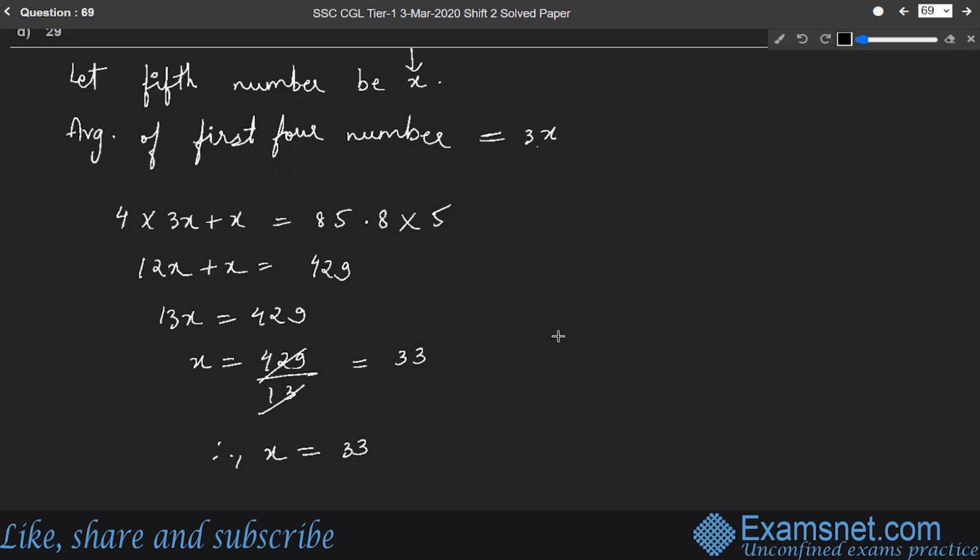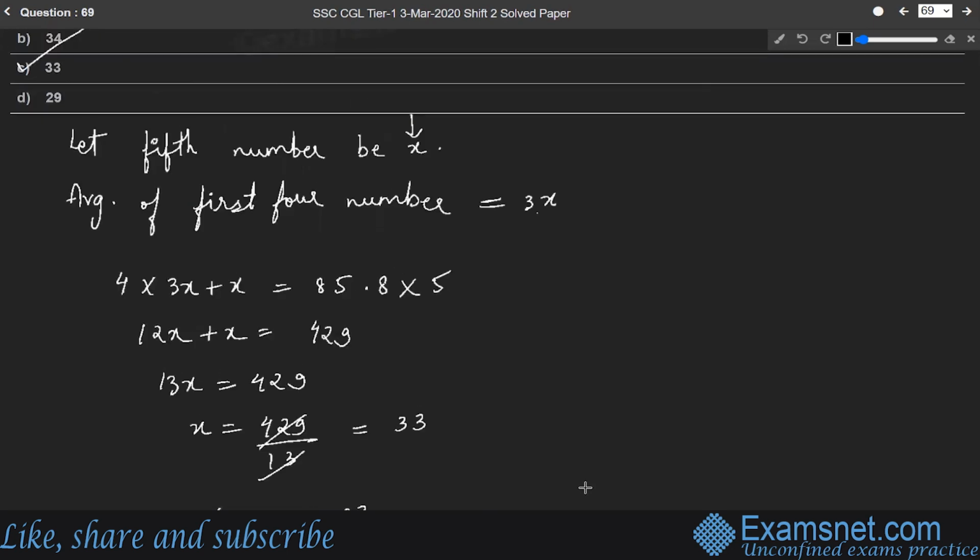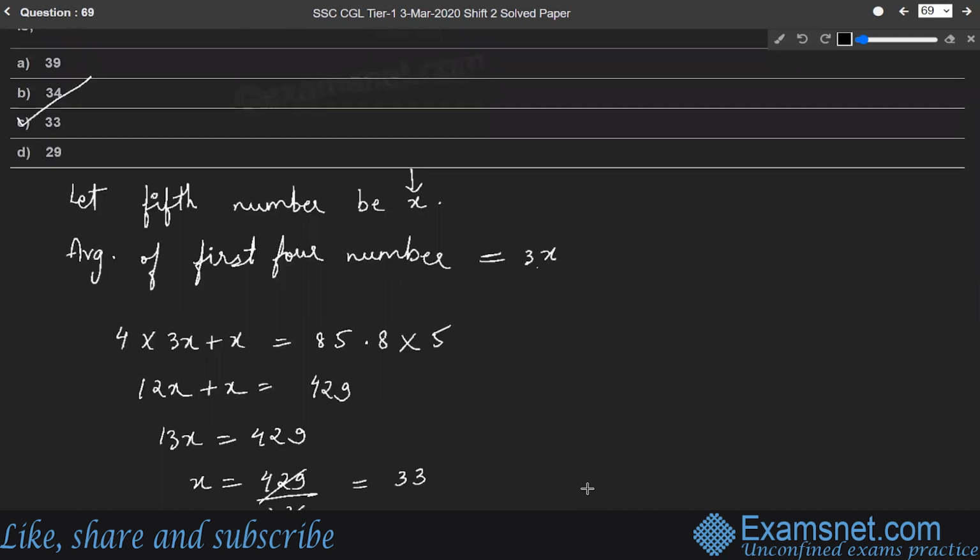What is x? X is the fifth number. Hence, the fifth number is 33. So, the correct answer for this question will be option C here. The main part in this question is this condition. By reading the question carefully, you have to form this statement and the both sides. And then only you can solve this question.